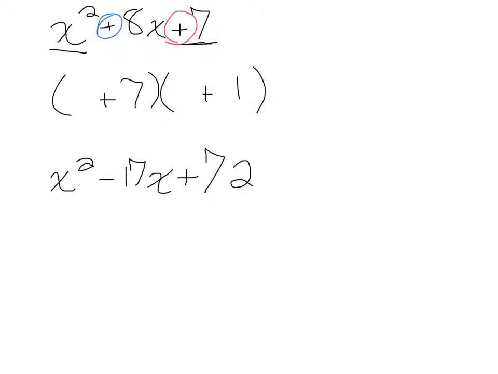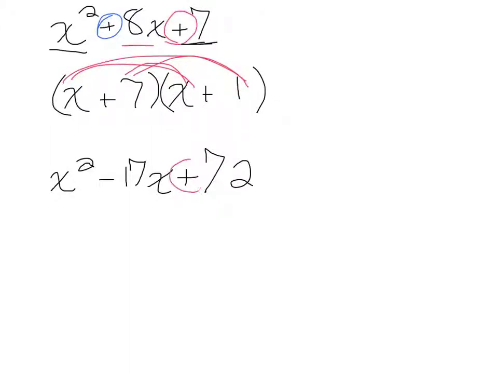And the front things have to multiply together to give me x squared, which again would have to be x and x. Once you're done factoring, always go through and double check that you got the right answer. This would give me x squared plus x plus 7x. X plus 7x gives me the 8x plus 7.